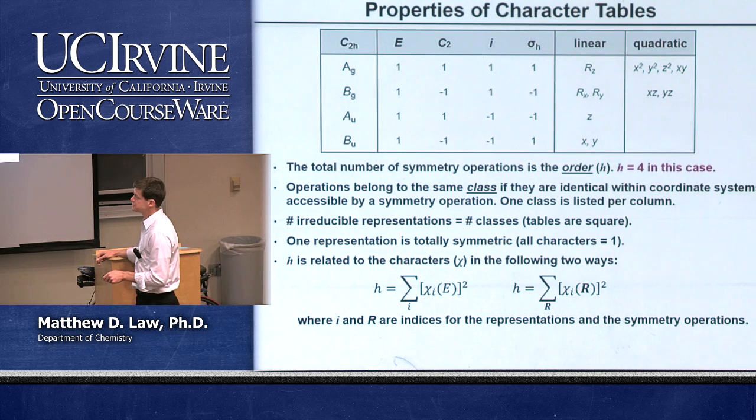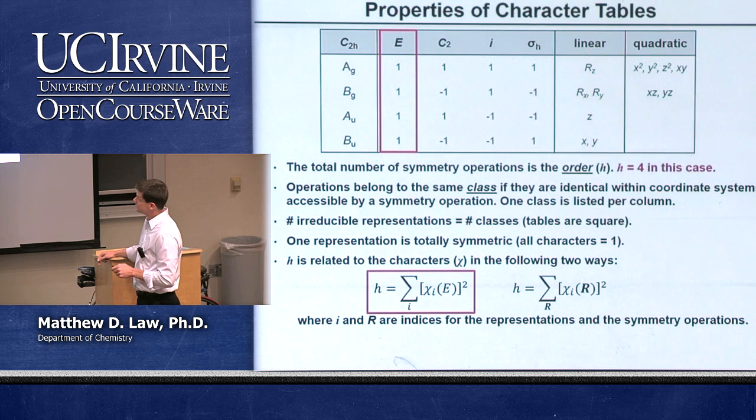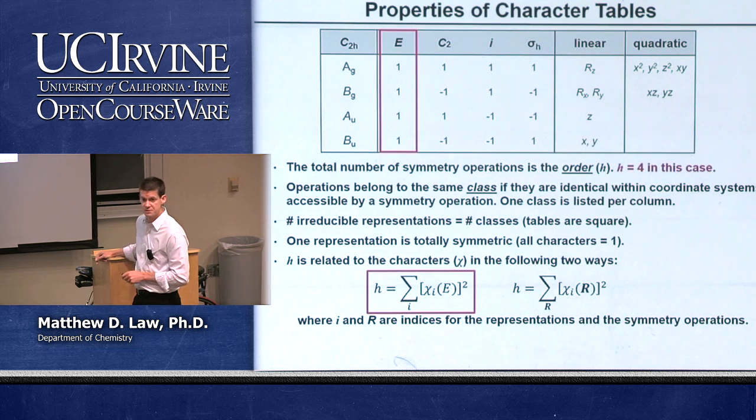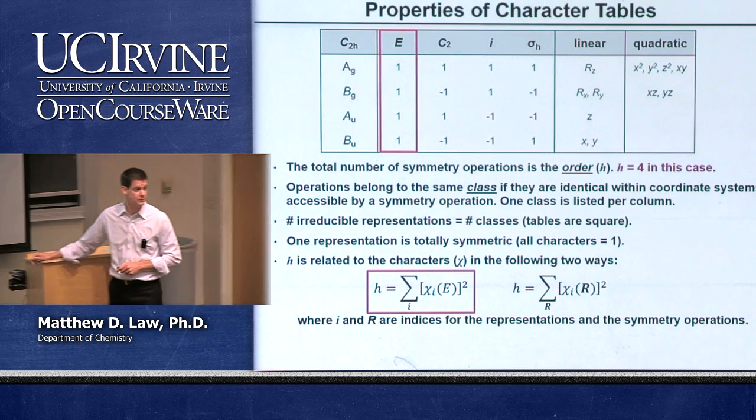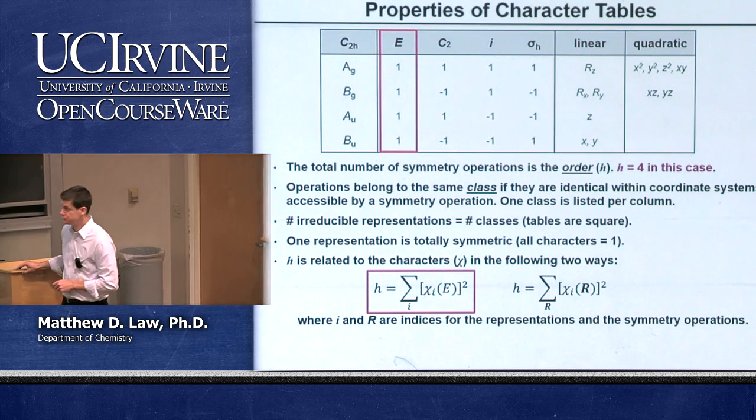So I here refers to the irreducible representations AG, BG, AU, BU. Chi is the character under E. That's what this notation tells us. And we square each of the characters, we add them all together, and we better get the order. Okay? So let's look at this for this particular example. All we're doing is taking 1 times 1 plus 1 times 1 plus 1 times 1 plus 1 times 1. And that gives us 4, and that is in fact the order for this particular point group. Okay? So that has to be true.